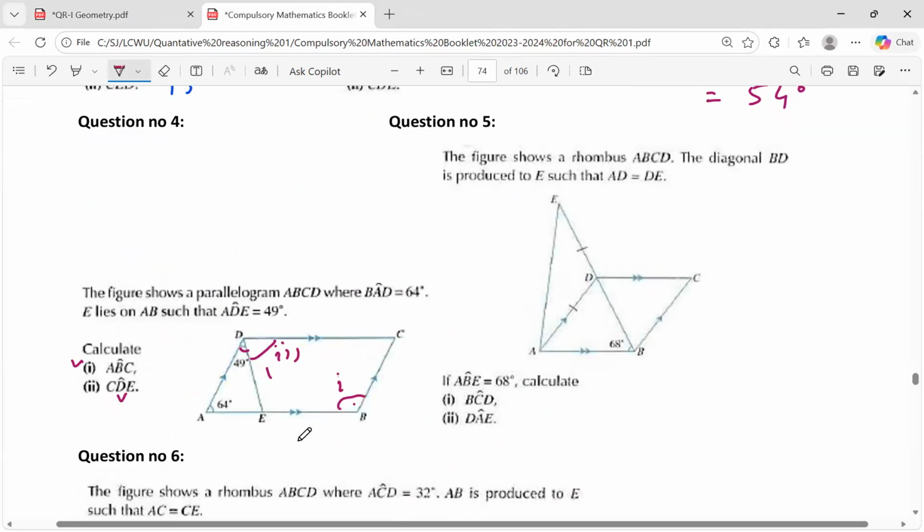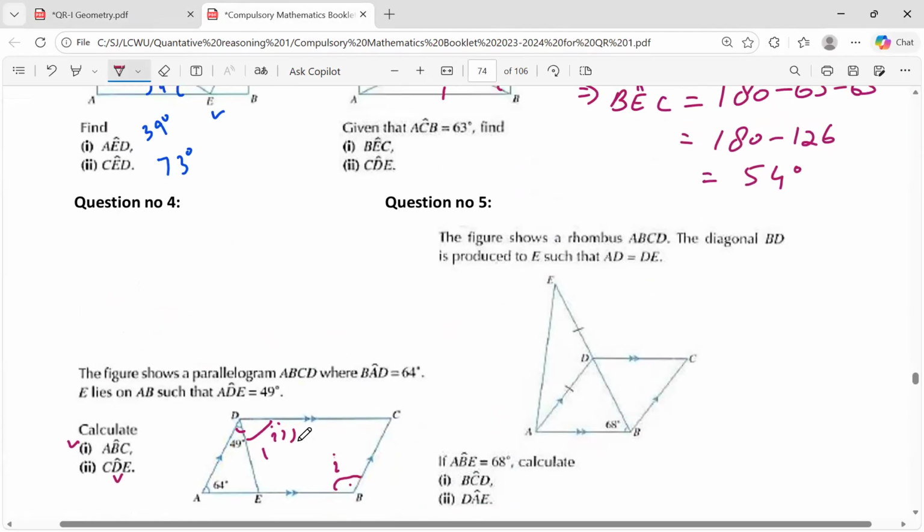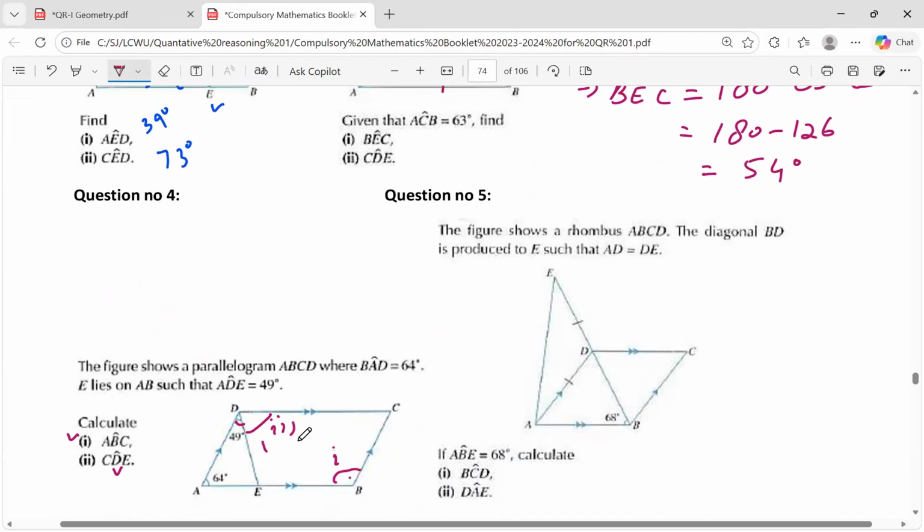Now, next question. Question number 5. The figure shows a rhombus. A rhombus is a parallelogram in which the length of all sides is equal. The figure shows a rhombus ABCD. The diagonal BD is produced to E such that AD is equal to DE.